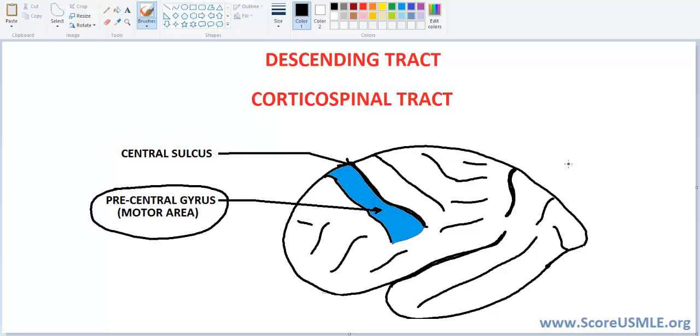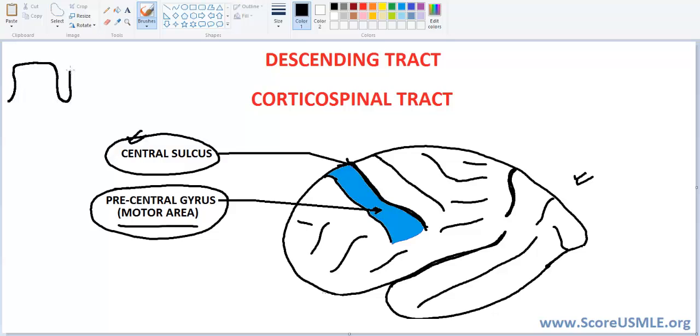This is a diagram showing the left lateral view of the cerebrum, and I want you to recognize the structure right here. This major sulcus, which separates the frontal lobe from the parietal lobe, is known as the central sulcus, and the gyrus that is immediately anterior to the central sulcus is known as the precentral gyrus. To remind you all, the gyri are the mountains while the sulci are the valleys. This would be a sulcus while this would be a gyrus. So it's the precentral gyrus where the corticospinal tract begins.